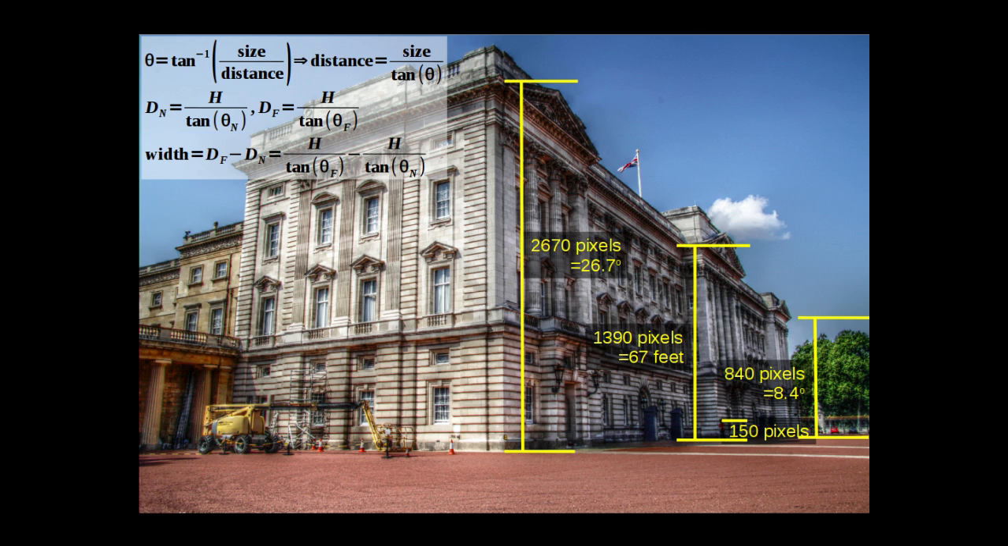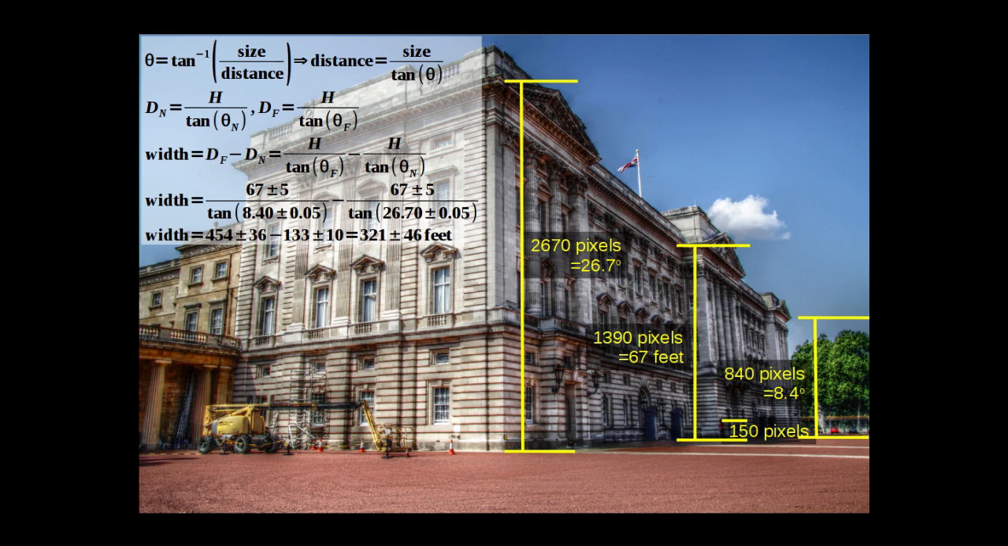Plugging in the numbers, the height of the building h is 67 plus or minus 5 feet, theta sub n is 26.7 plus or minus 0.05 degrees, and theta sub f is 8.4 plus or minus 0.05 degrees. So, the calculated width of Buckingham Palace is 321 plus or minus 46 feet. The actual width is about 350 feet, which, given the crudeness of some of my estimates, most notably in the estimate of the height of the guard, gives an approximation within the expected range. From this, we can conclude that the equation I provided is correct and gives an accurate representation of reality.